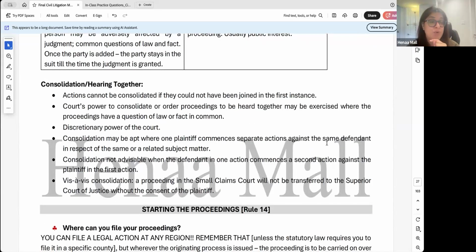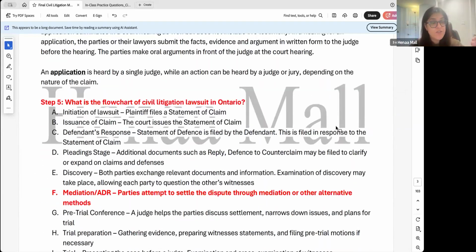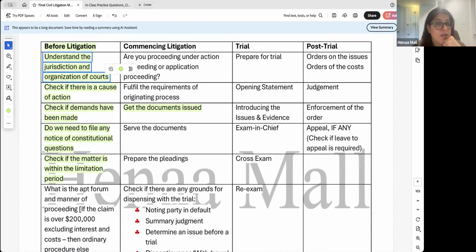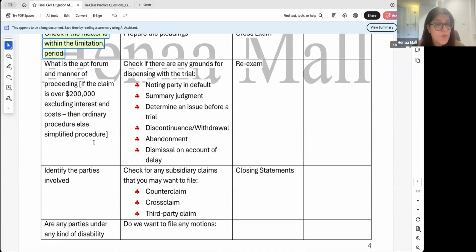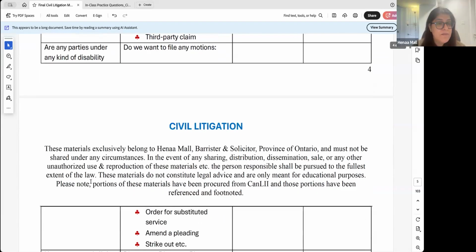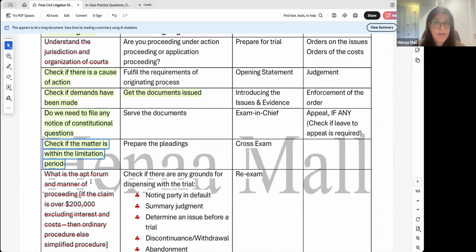And then next Saturday, we're going to land ourselves in starting the proceedings, because whatever we would have discussed would have constituted our before litigation bucket. If you remember, I said here, your before commencing litigation. This is your before litigation process. So today we actually did understanding the court organization and jurisdiction. In the next class, we are going to check points 2, 3, 4, 5, appropriate forum. We did this today. What happens if the claim is less than $200,000, identifying the parties and parties under disability. So you would see your before litigation protocols need to be done between Monday and Saturday.